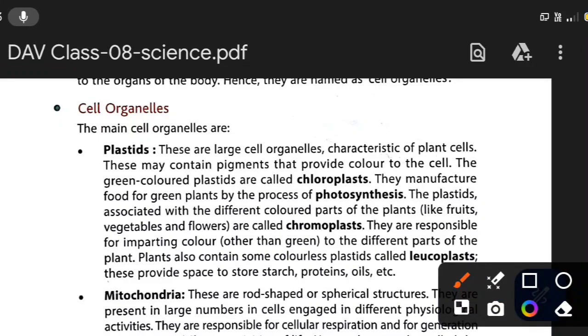So the first cell organelle is plastid. Plastid helps in photosynthesis.